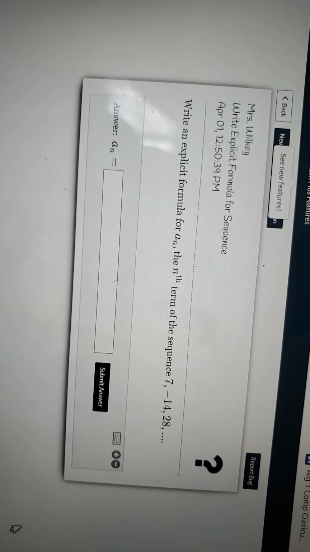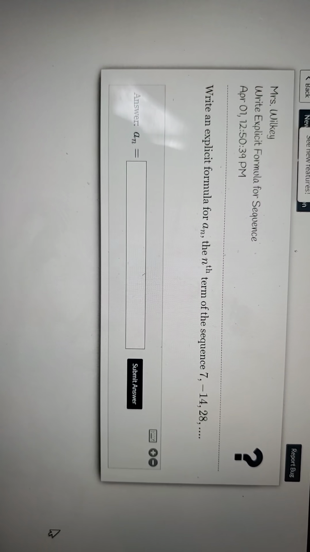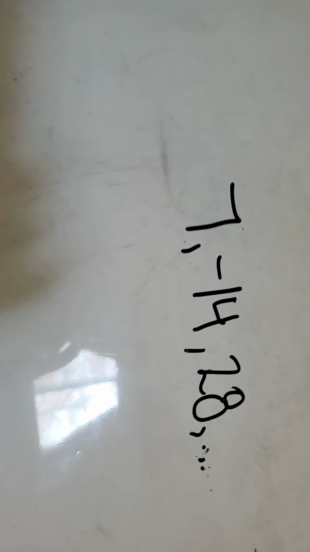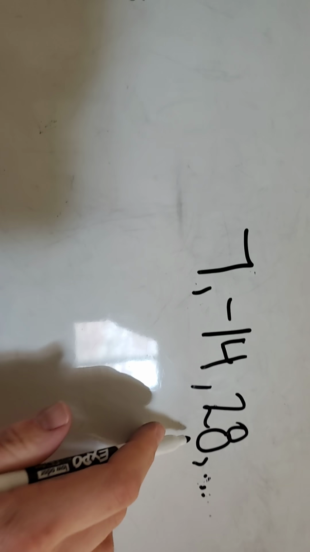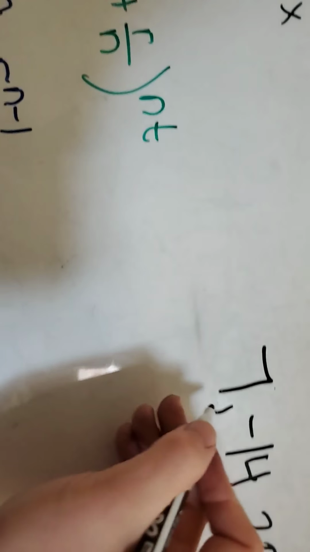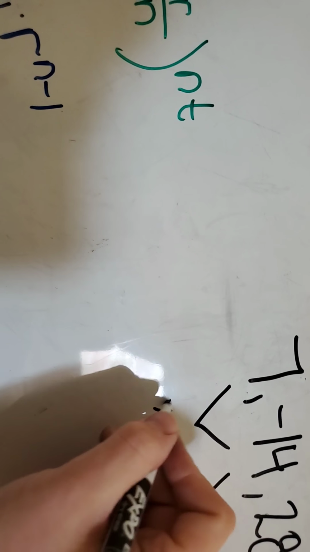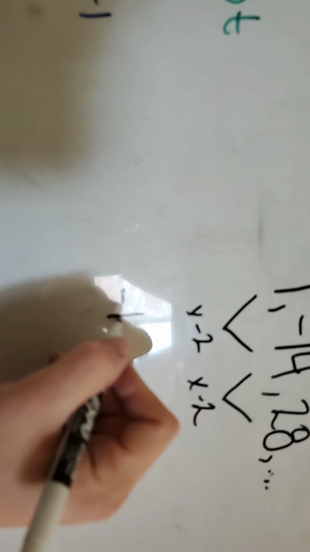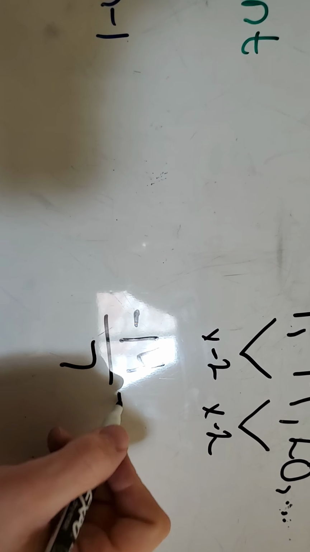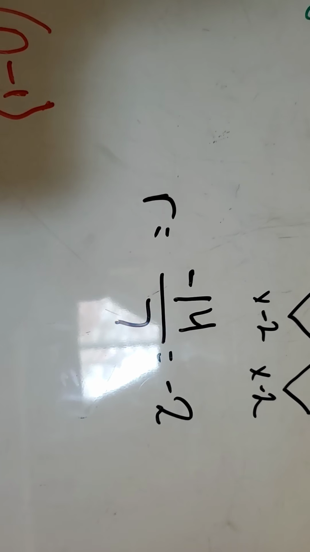All right, 7, negative 14, 28. I can see that we're not adding or subtracting a number, right? Because we go from positive to negative to positive, so there's no way this is arithmetic. This has to be geometric because I have a common ratio. And what is it? Well, I'm multiplying by negative 2 each time. And if you couldn't see that right away, you could do a term divided by the term before it, which is negative 2. So that's our common ratio.